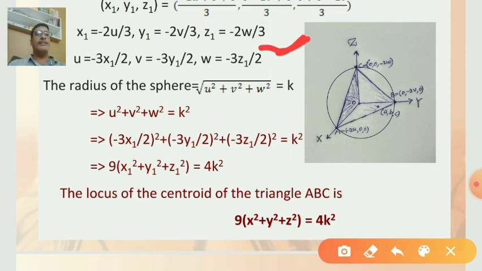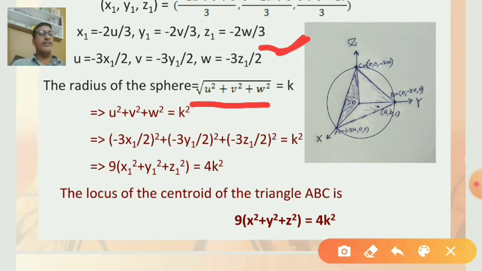So actually what is the radius of this sphere? The radius of this sphere is root u square plus v square plus w square minus d. Actually this is the radius of this sphere, but here the d value is 0, and we can write the radius of the sphere in this case as root u square plus v square plus w square.